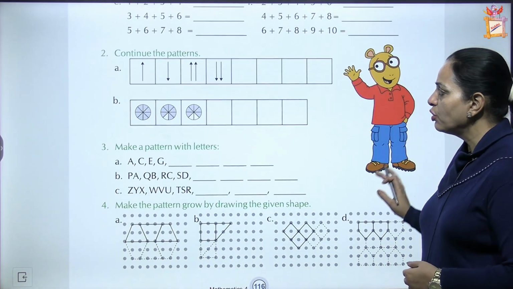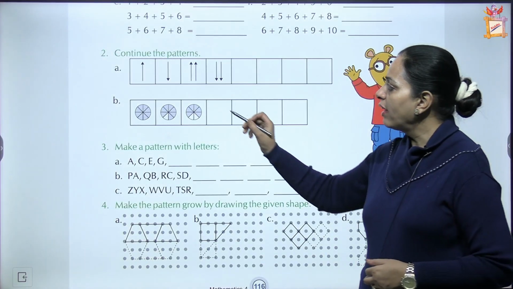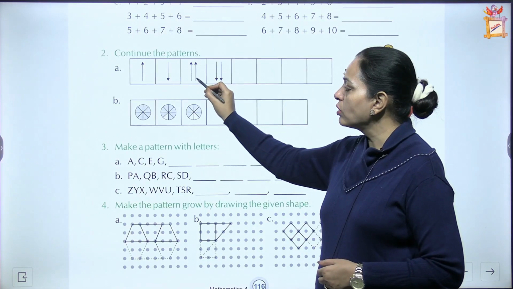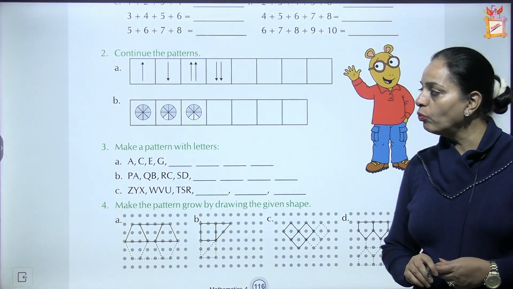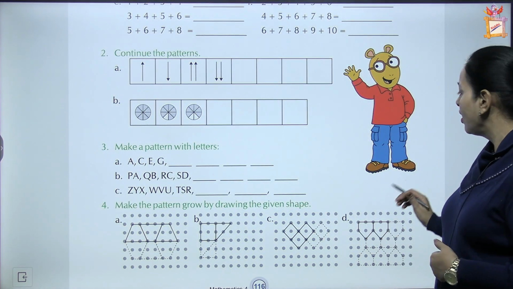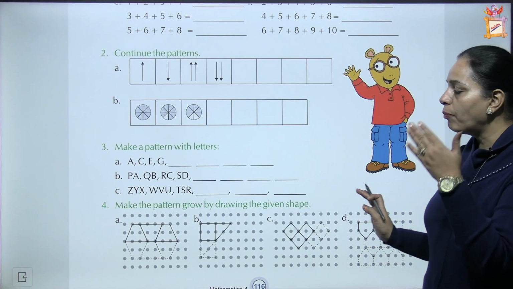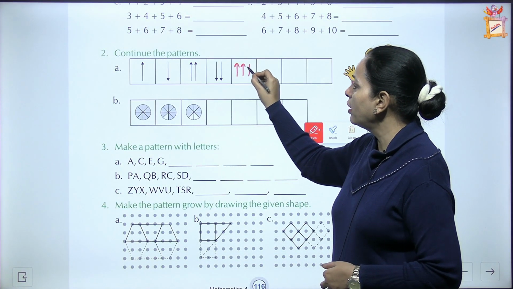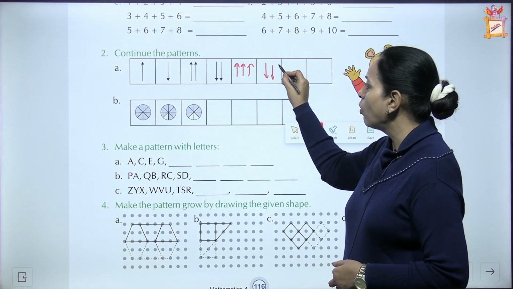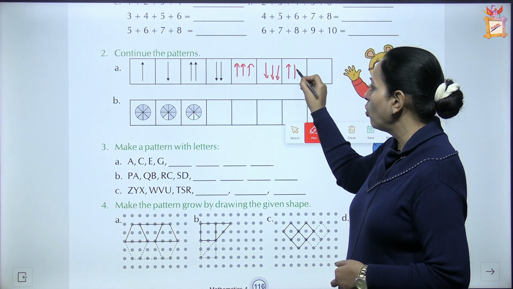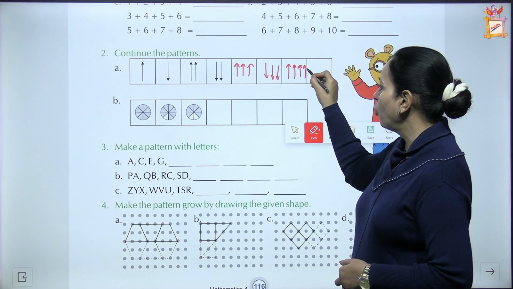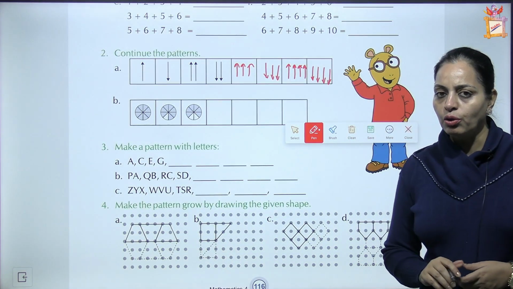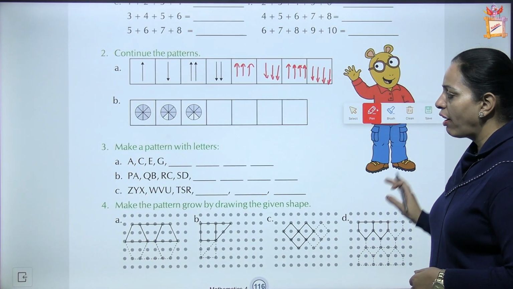The second one, continue the patterns like A part. Here 1 arrow upward, then downward, then 2 arrows upward, then 2 arrows downward. It means we are increasing the number of arrows upward and downward. Now you will take 3 arrows upward and 3 arrows downward, then 4 arrows upward and then 4 arrows downward. Okay, I hope I am clear to you. Now the B part you can try on your own.